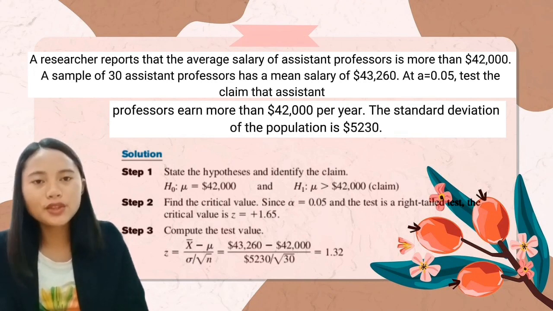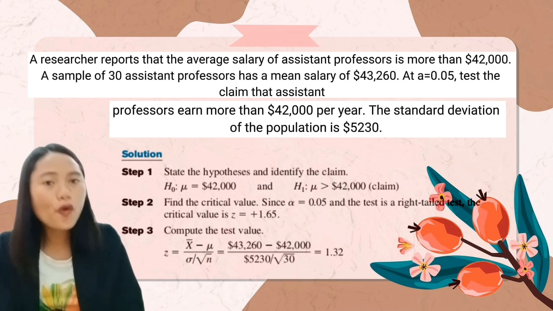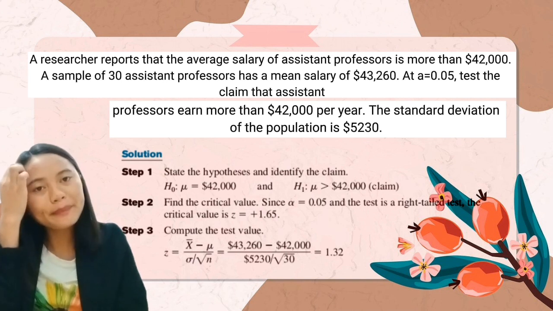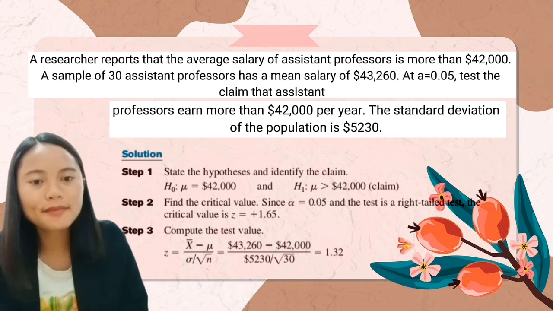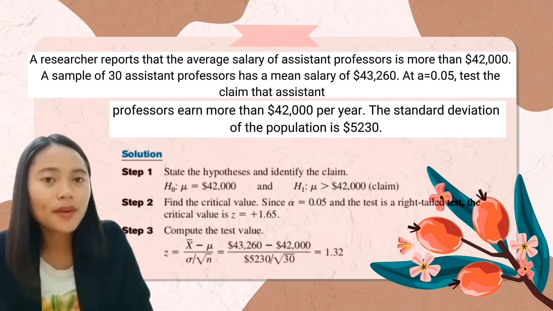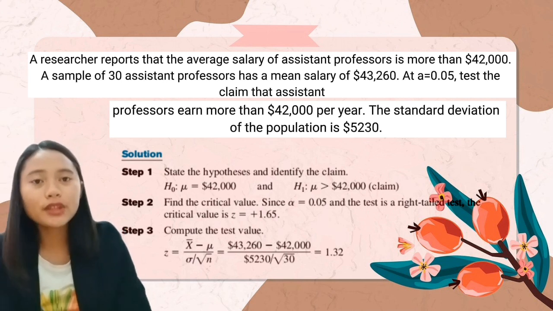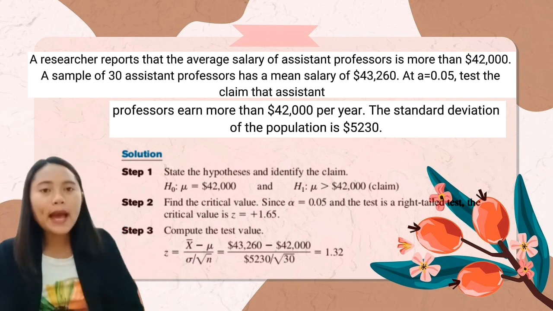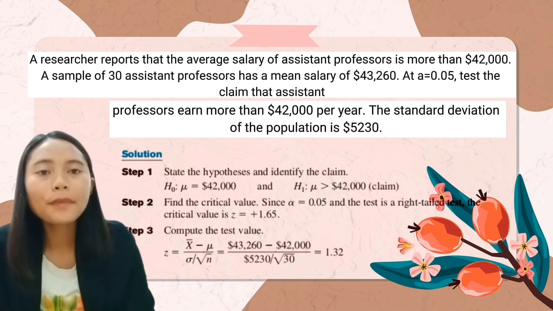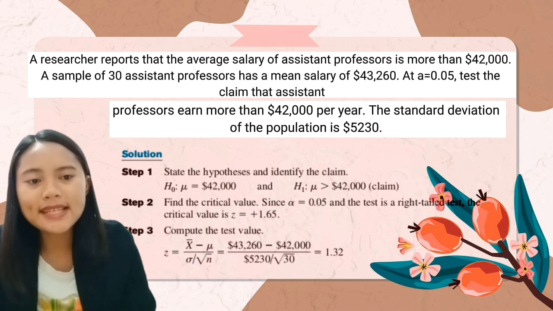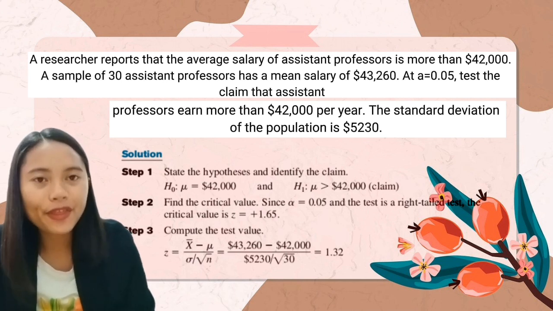Step 3. Let's compute the test value. So z is equal to the sample mean minus the hypothesized population mean over the population standard deviation divided by the square root of the sample size. So our sample mean here is $43,260 minus $42,000 over 5,230 divided by the square root of 30. So our answer is 1.32.